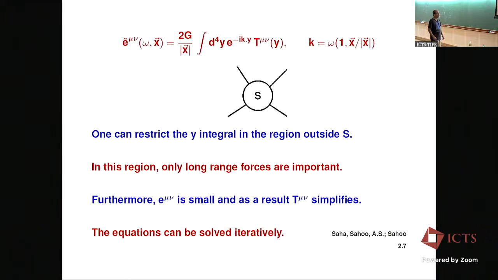So this is what I have explained in the next slide, that in this integral we can restrict the y integral to the region outside S. So in this region only long range forces are important. And furthermore, because we are far away from the place where scattering is taking place, we expect that E mu nu should be small, and so T mu nu will simplify and the equations can be solved iteratively. Okay. Doesn't mean that you can only stop at the first order, right? You have to keep systematically correcting it. Okay. Nevertheless, there is an iterative procedure that you can use because of the fact that the fields are weak in this region.